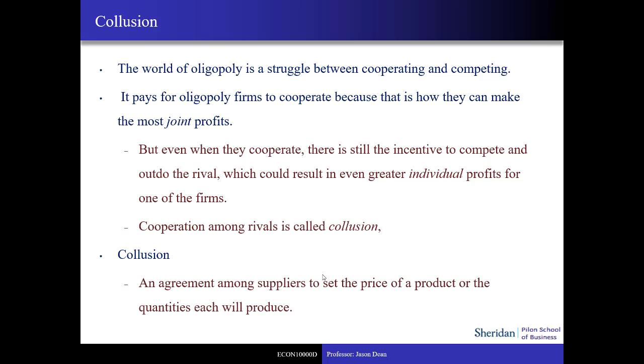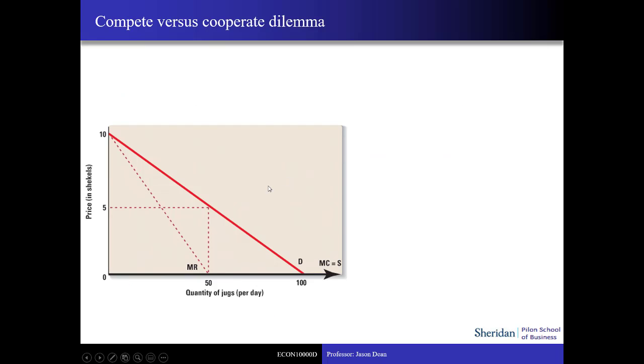So they would need to get together and make an agreement to do that. And that's what collusion is called. Basically it's an agreement for suppliers to set the price of the products or quantities each will produce. And I mean, the prices and quantities are related. So they would want to figure out what the monopoly output would be, and then charge the price according to that. And then they each would charge that price.